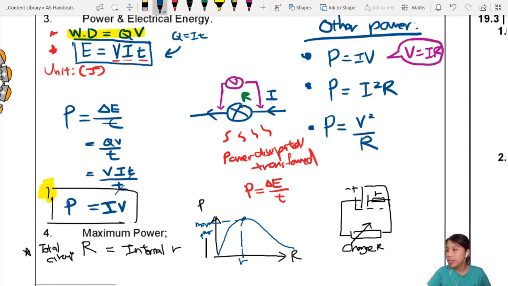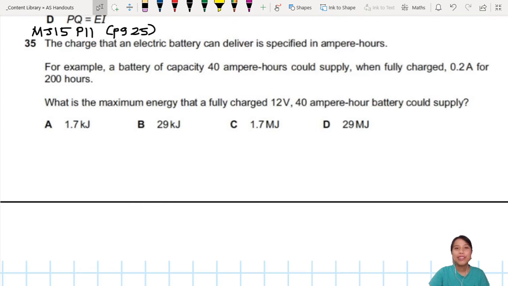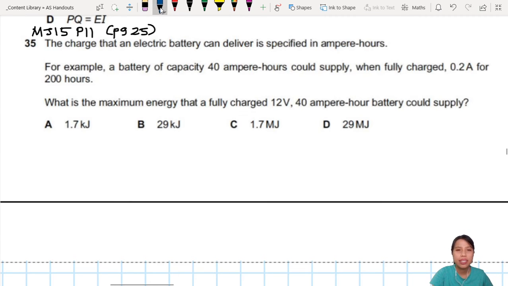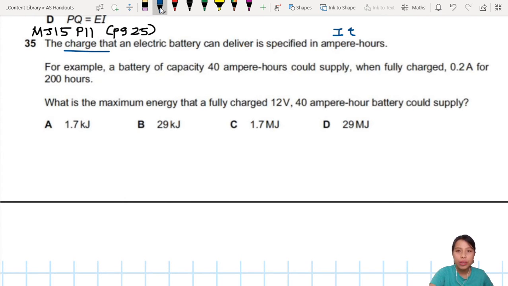So let's look at some questions that will get us practicing on this idea of power. First practice one's kind of more on the straight side, it's on page 25. Yeah, sure. Let's look at this one. How do you think of power and energy in electricity? So the charge that an electric battery can deliver is specified in ampere hours. Why are they telling us this? Okay, sure. We'll write down ampere times hour, so IT. Oh, charge! Hey, I know this. Q equals IT. Okay, good to know.